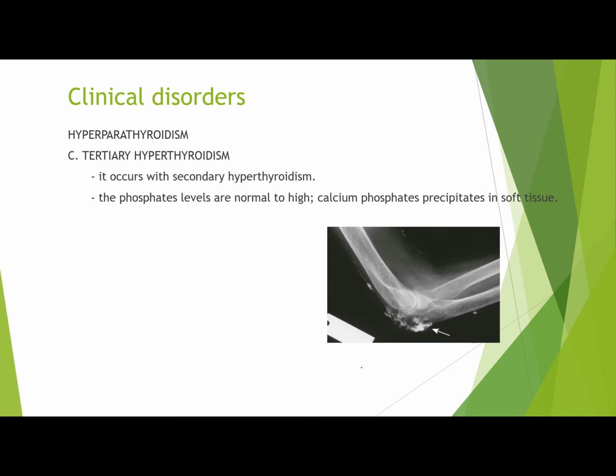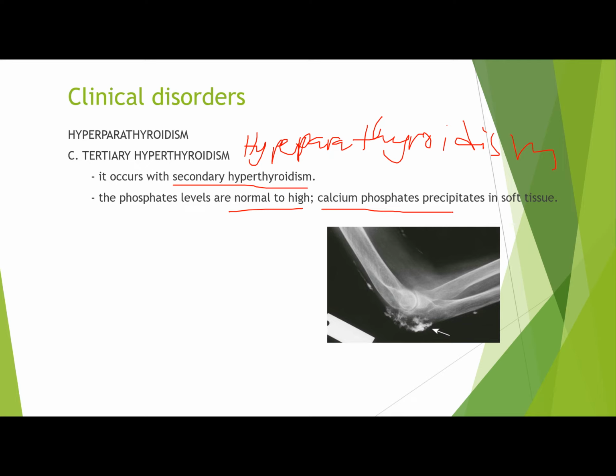Then we have your tertiary hyperparathyroidism. Meron tong ano, class, hyperparathyroidism na ano lang na typo lang. This would occur with secondary hyperparathyroidism. The phosphate levels are normal to high. Calcium phosphates would precipitate in soft tissues.